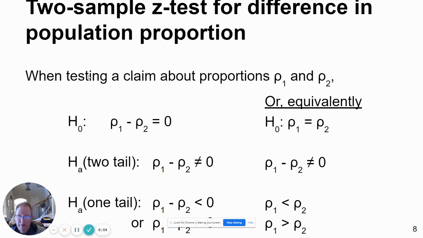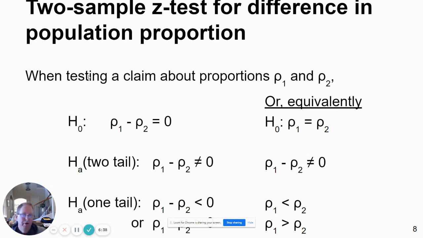Then alternatively, you either have the two-tail alternative where you have the not equal sign, or one of the one-tail alternatives where you have a strictly less than or a strictly greater than. Now, as a reminder, hypotheses are always about populations and population proportions. Do not mention sample proportions in the hypotheses. And also I should say this, the hypothesized value, rho 1 minus rho 2, is often 0, but not always.